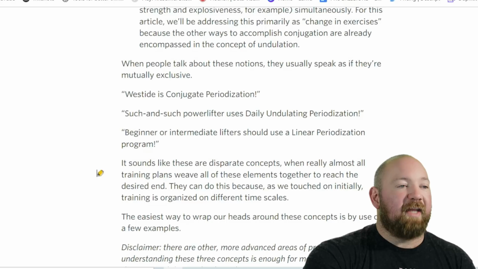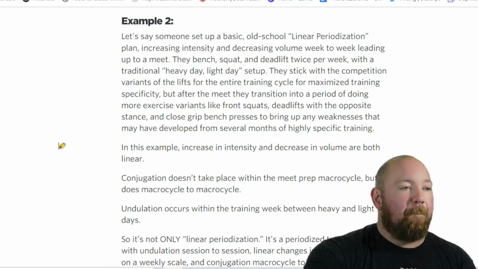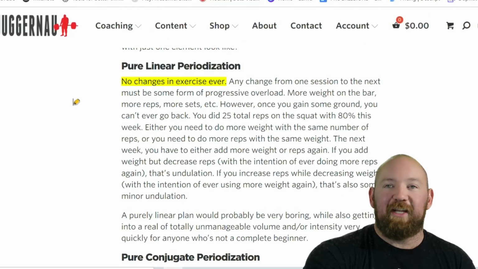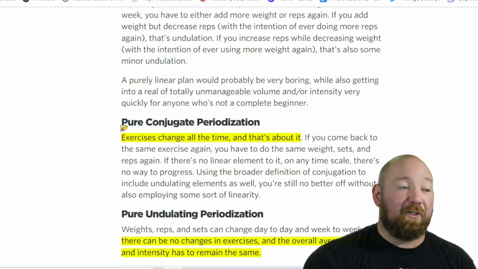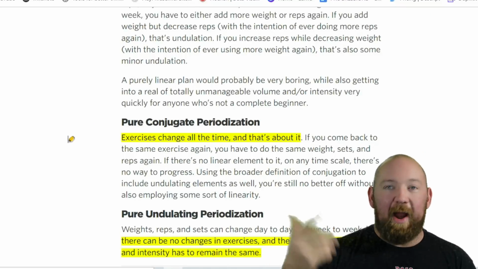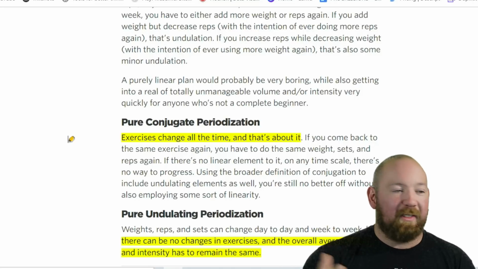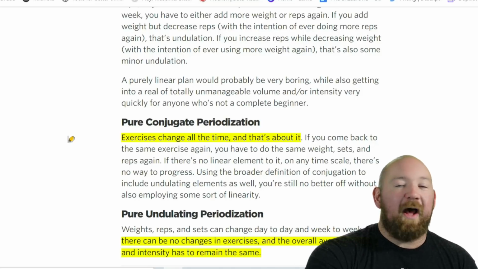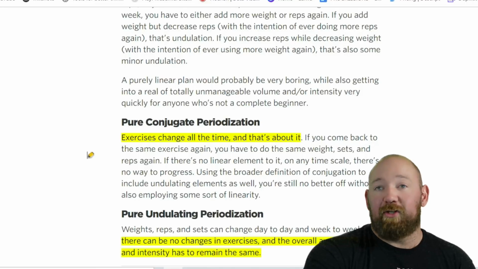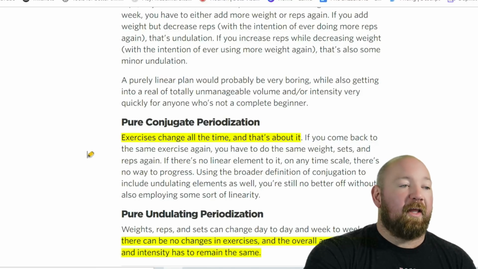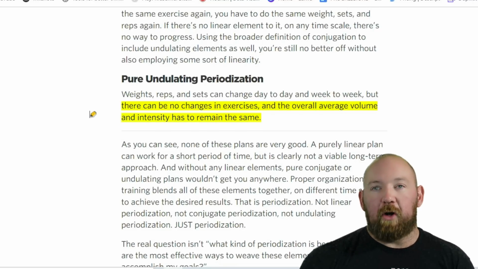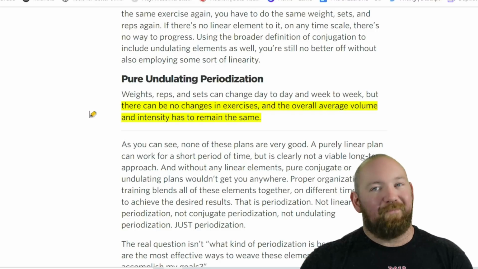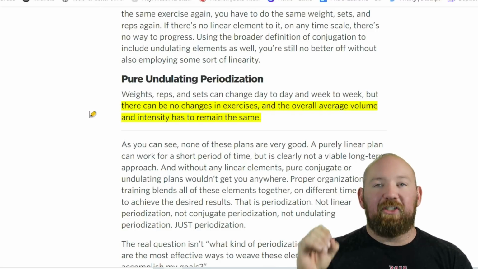And then it's kind of funny, it goes down to extremes like pure linear periodization, no changes in exercise ever. Well, obviously that doesn't exist. Pure conjugate periodization, exercises change all the time. Again, wrap the bands and chains around your neck while you 19 board press. That's the secret. Nothing else changes, because if it's pure, there's no undulation or linearity. And then pure undulating periodization, no changes in exercises, and the overall average volume and intensity has to remain the same. So, of course, those are all ridiculous, which supports his hypothesis that all of these things exist everywhere. It's just a matter of dosing. It's like, how much salt do you want in your food?